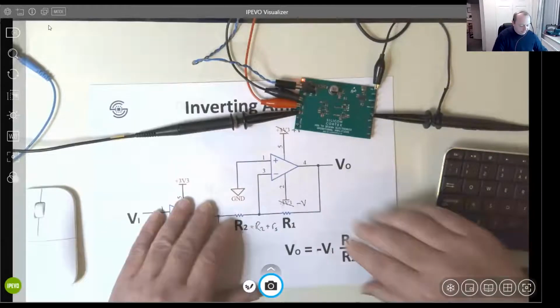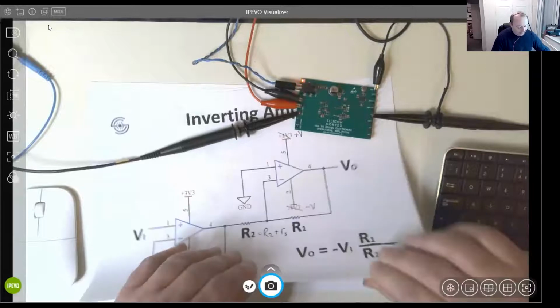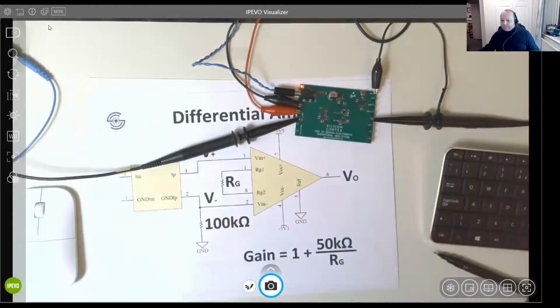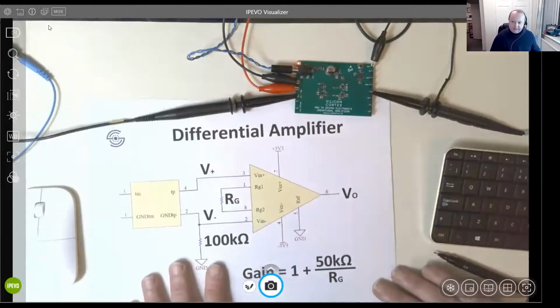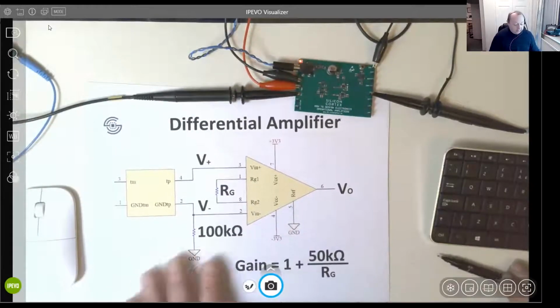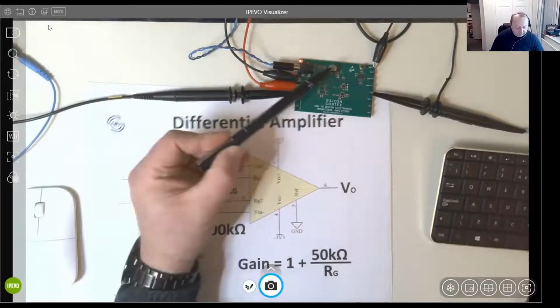Right. Okay. So the next one I often play with is called a differential amplifier. This is getting a little bit tasty now. So this is an off-the-shelf chip. It's this one here in the top corner.